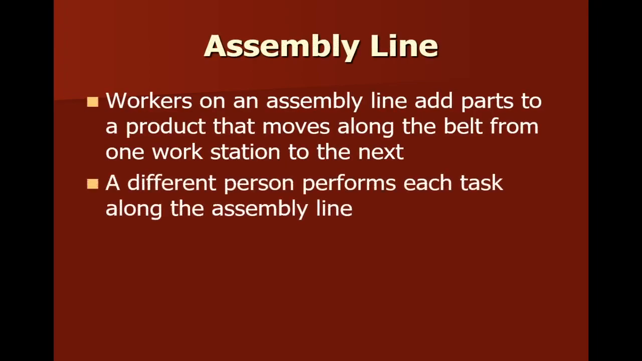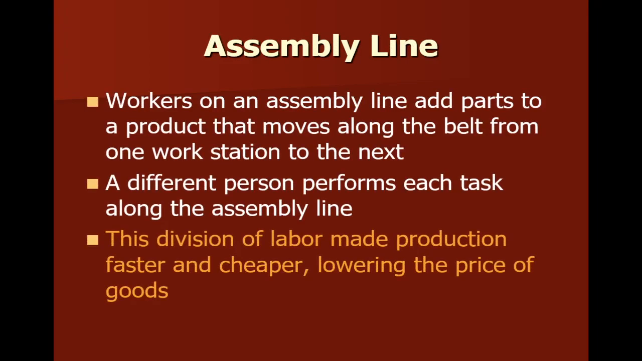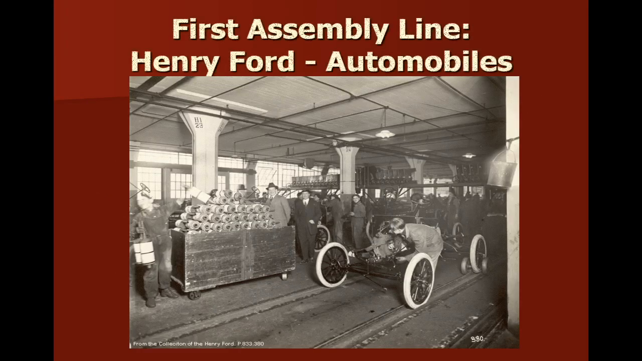Now here is an example of the assembly line for you. Workers on the assembly line add parts to a product that moves along the belt from one workstation to the next. A different person performs each task along the assembly line. This division of labor made production faster and cheaper, thereby lowering the cost of goods. So here's a picture of one of the first assembly lines, Henry Ford's automobiles. I mean, automobiles had been around prior to Henry Ford, but he dramatically improved the assembly line, at least in the US. Okay.